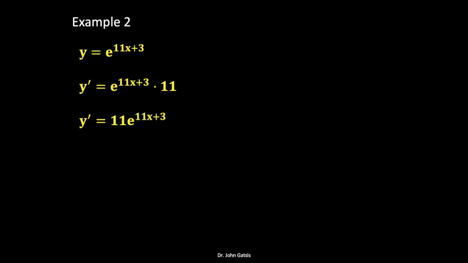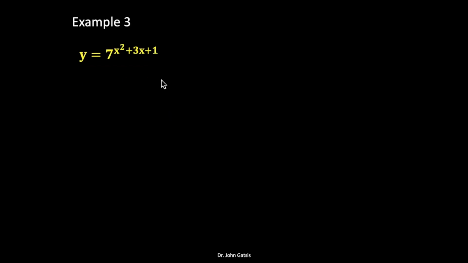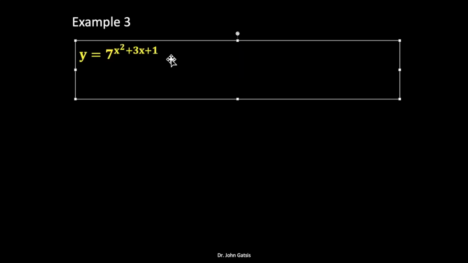Moving on to the next example, we have the most general of the forms, at least from the cover slides, which is an arbitrary base, or just in this case, 7. I just chose a random prime number. And we have an exponent here that has a function of x. So let's take that derivative.